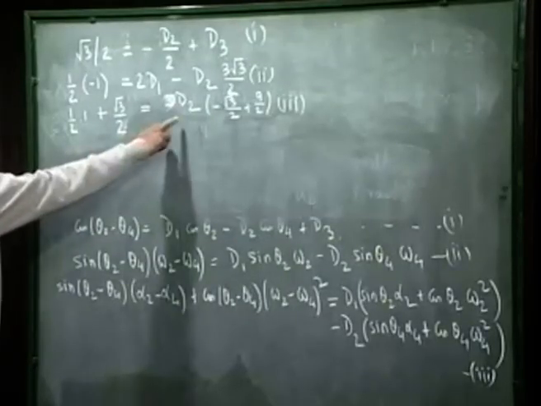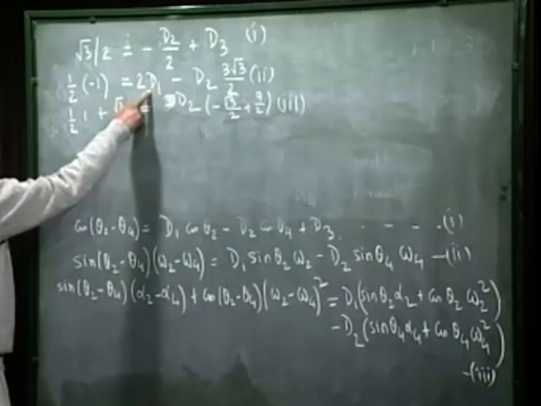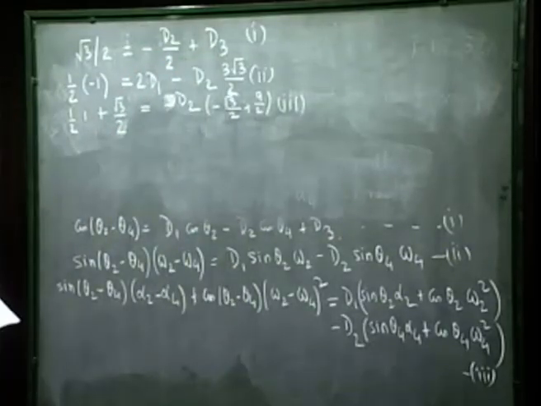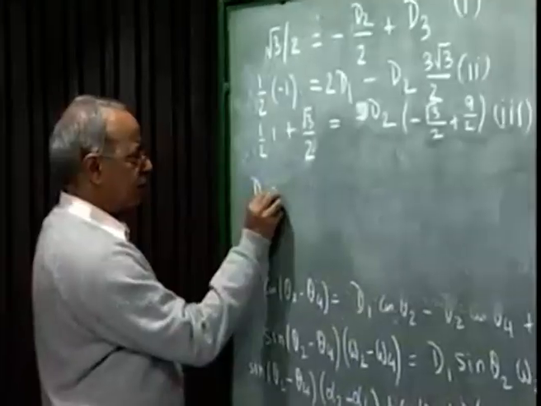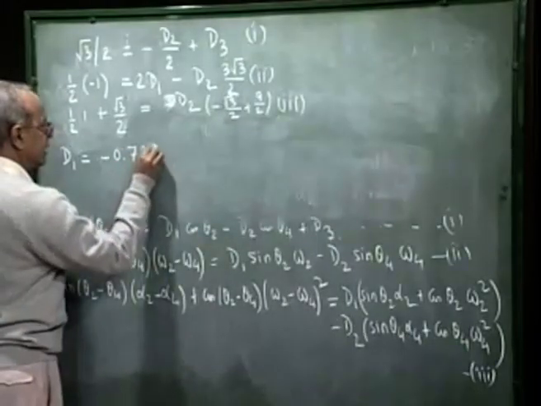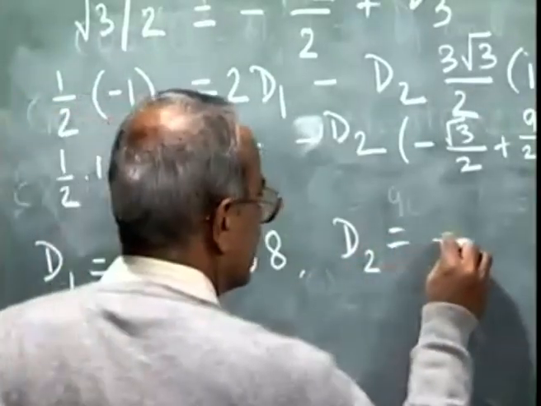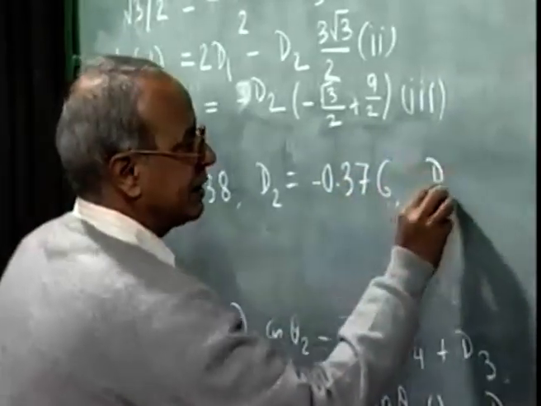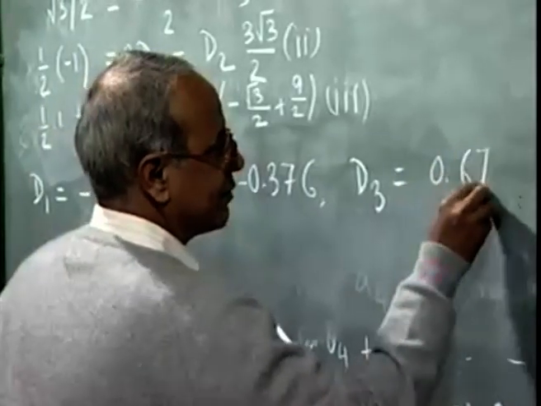From the third equation, I can solve for d2. After I solve for d2, from the second equation, I can solve for d1. And if d2 is known, I can solve for d3 from the first equation. If we do the algebra, we will get for this particular set, d1 is minus 0.738, d2 is minus 0.376 and d3 is 0.678.